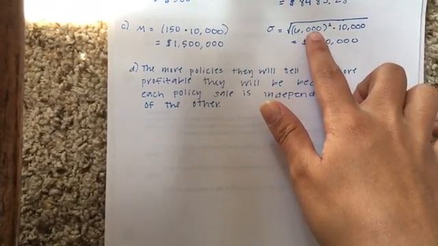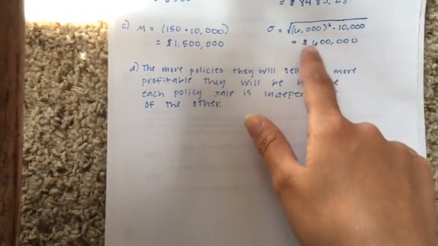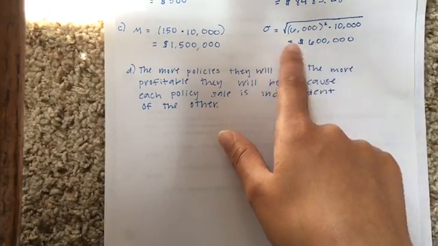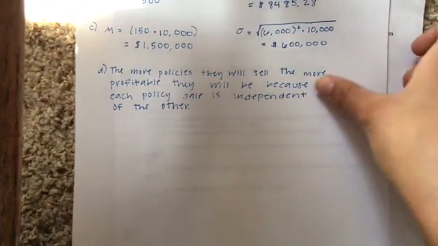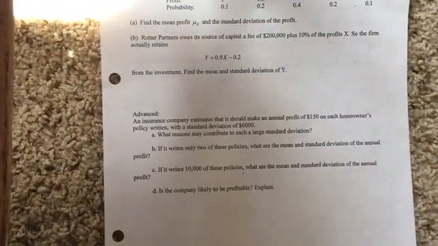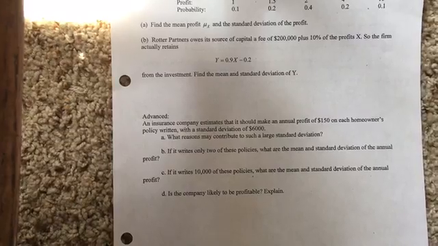And then to find the standard deviation, just the same thing again, since they're all independent of each other. You can do 6,000 squared times 1,000 and take the square root of that to find the standard deviation, and you'd get $189,737. Part D asks if the company is likely to be profitable and to explain.